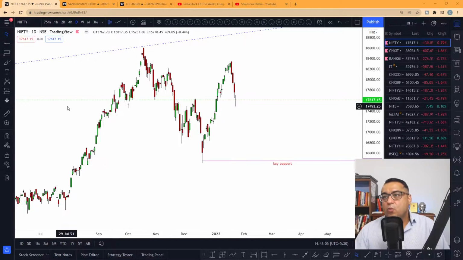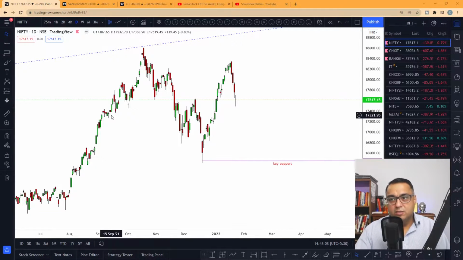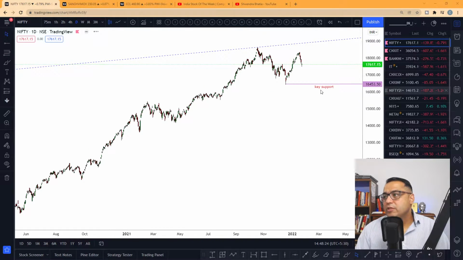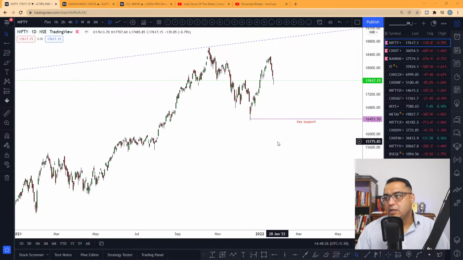So what you see on your screen right now is the Nifty daily chart. I keep sharing this on my TradingView platform as well as on my Telegram channel. I'll leave the link below. You can join in and be part of my VIP group. So I share a lot of insight very quickly on the Telegram channel. So this is the key support which I shared earlier, and that is 16,453.